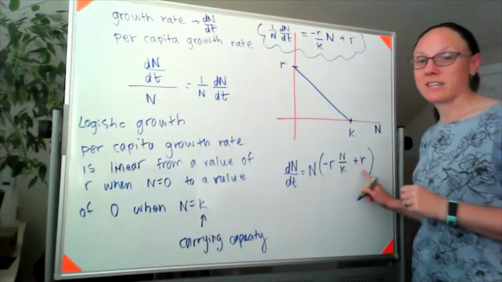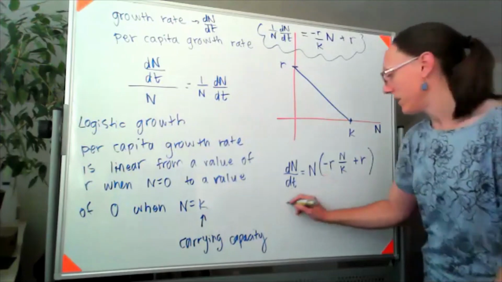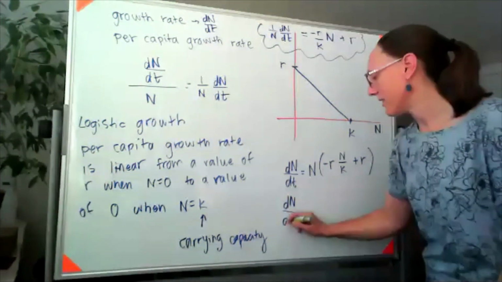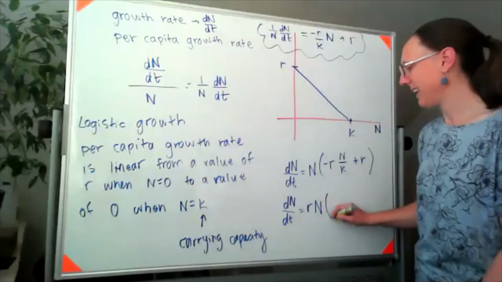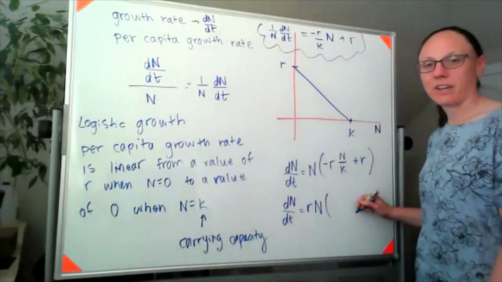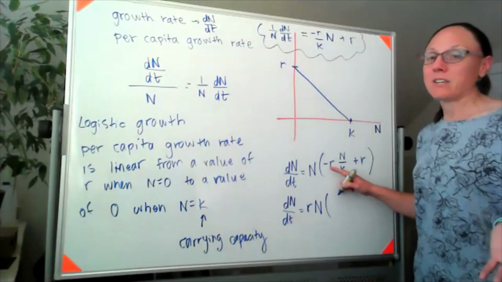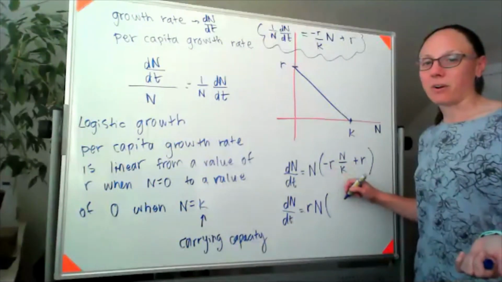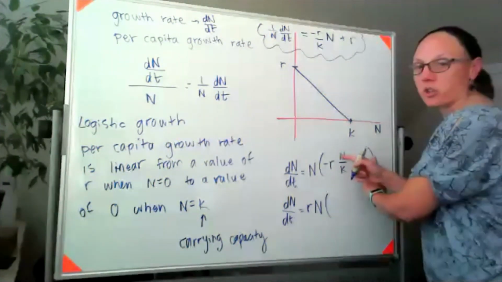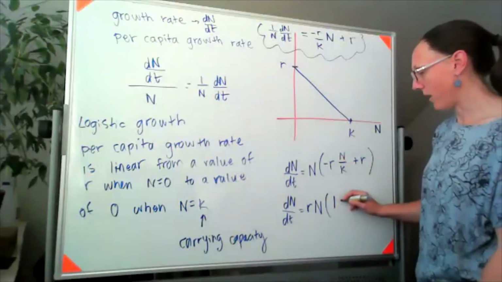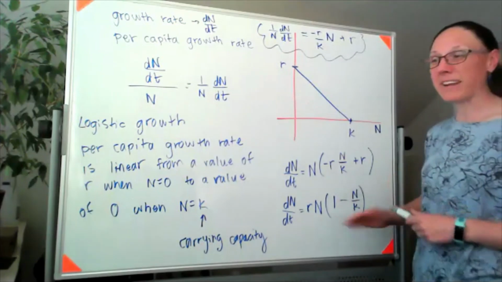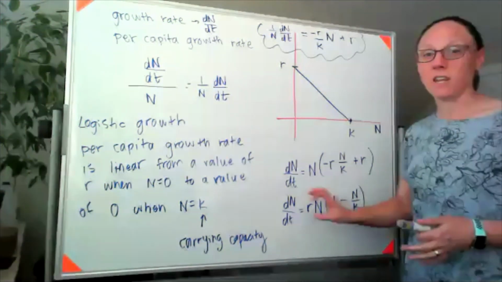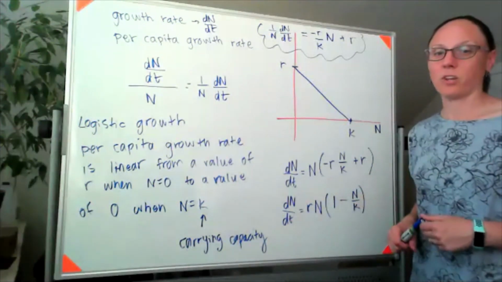One of those math tricks is to factor an r out, so that I've got dN/dt equals r times N. And my last math trick is to say, mathematicians don't always like there to be a negative number in the front, but if I switched the order of these, it would look like 1 minus N over K. And this right here is one of our classic forms that we write that logistic growth equation in.